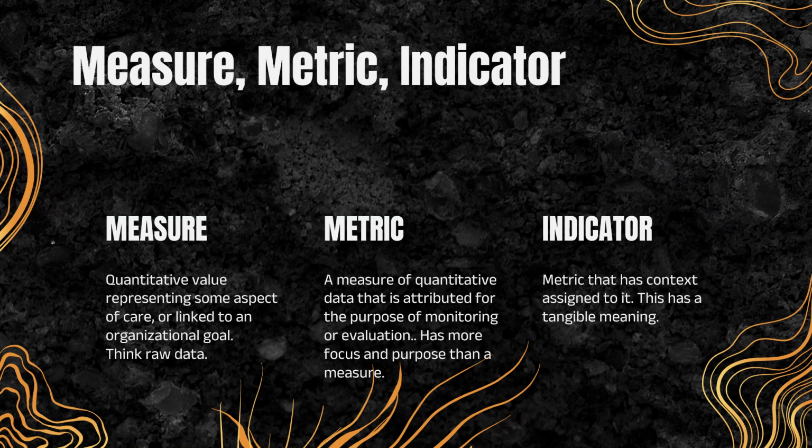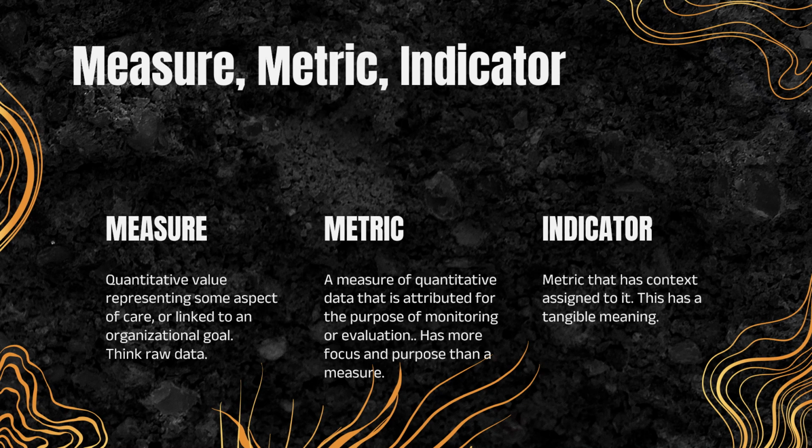Now we're going to talk about measures, metrics, and indicators. They're all very similar, and they all lead into one another. The reason we're going to talk about this is because you might think something is not an indicator, and it's simply a measure. But the truth is you can take something from a measure and a metric and bring it to an indicator. So a measure is a quantitative value that represents some aspect of care in our context, right? We're talking healthcare. So it's representing some aspect of care, or in a broader sense, it's linked to an organizational goal. Now think of your measure as kind of your raw data.